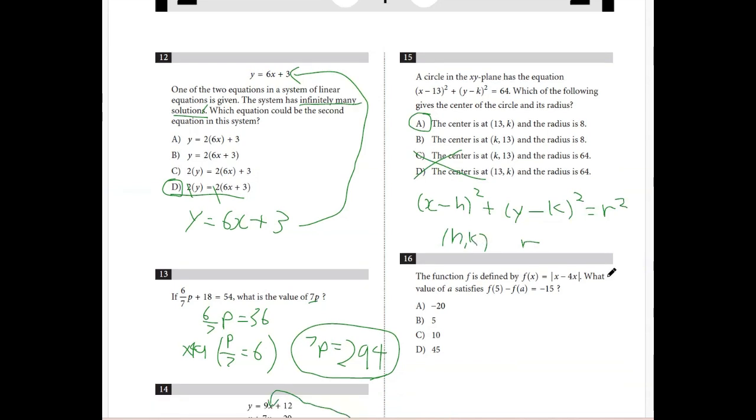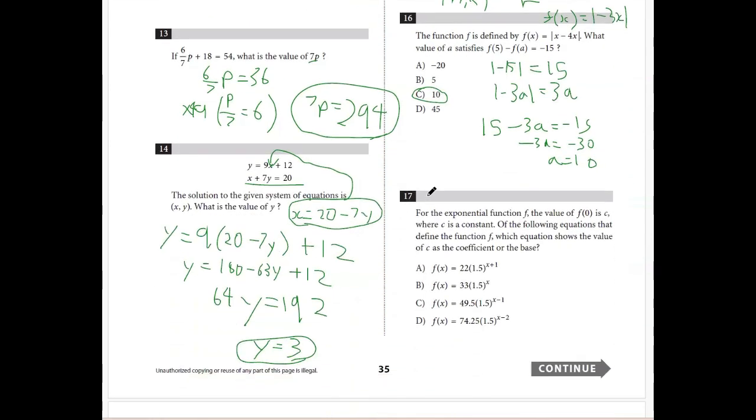The function f is defined by f of x equals the absolute value of x minus 4x. What value of a satisfies f of 5 equals f of a? I want to go ahead and rewrite this as f of x is equal to the absolute value of negative 3x. And if I put 5 inside here, it becomes minus 15, and the absolute value becomes 15. And for minus 3a, it becomes 3a. And then 15 minus 3a is equal to minus 15. Minus 3a is equal to minus 30. A is equal to 10. So C as in cat is the correct answer choice.